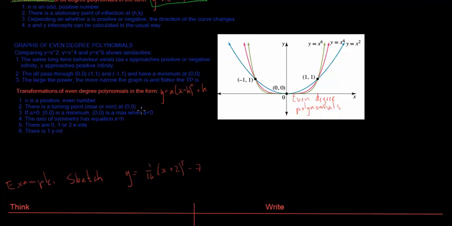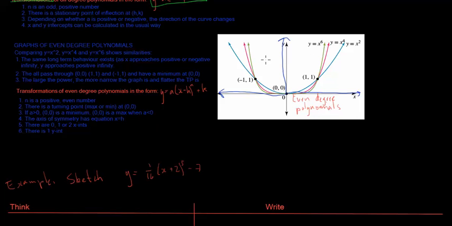To take a look at our even degree polynomials, these are sketched over here. That's x^2, x^4, x^6, x^8, etc. The same long-term behavior exists again. So as x approaches positive infinity, and when x approaches negative infinity, in both cases, y is approaching positive infinity.